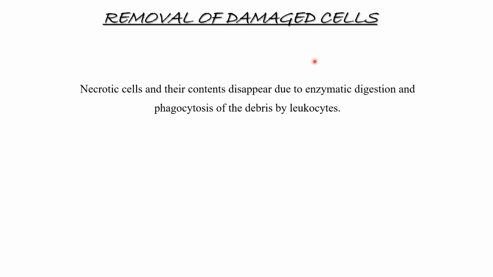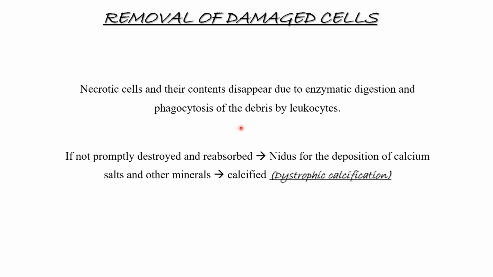So how are these necrotic cells removed? These necrotic cells are removed by a combination of enzymatic digestion and phagocytosis, and if they are not removed or destroyed, these form deposition of calcium and other materials, and this type of calcification is called dystrophic calcification.